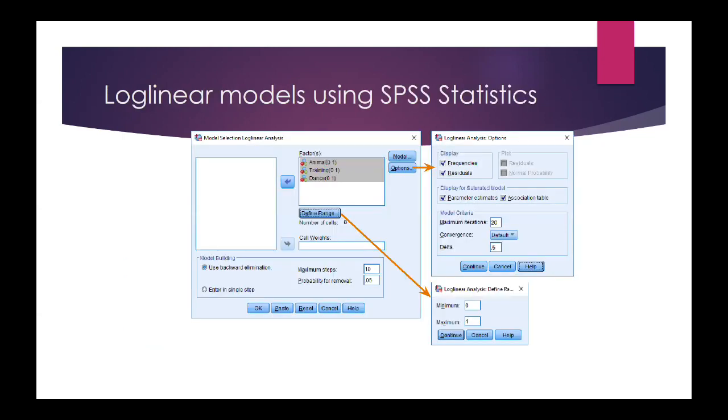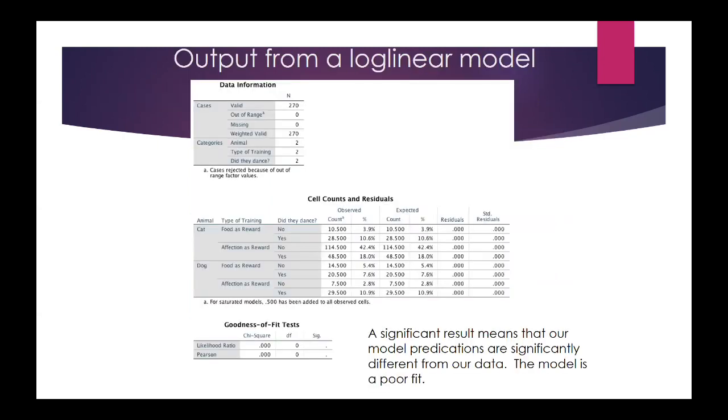So for log linear in SPSS, if you go to analyze, log linear, and then you go to model selection, log linear analysis, you can then enter your variables. Your range is going to be 0 to 1 because everything we have is either a 0 or 1, yes or no, or cat or dog. So there is no other range that we have to include. When we do our options, we're going to include frequencies, our residuals as we did before, our parameter estimates, and our association table. Once you do all that, you can go ahead and continue, and it will print out.